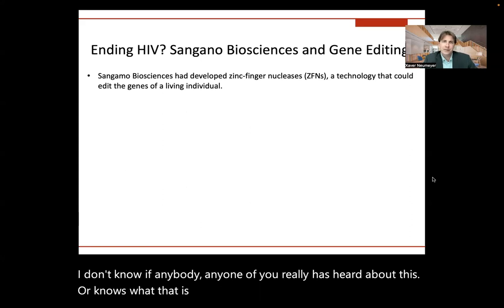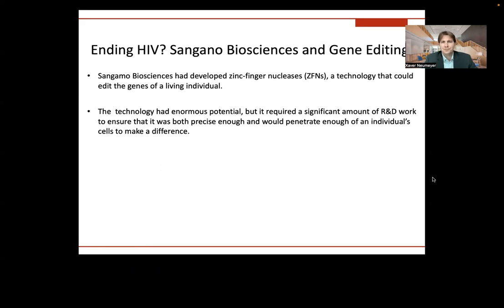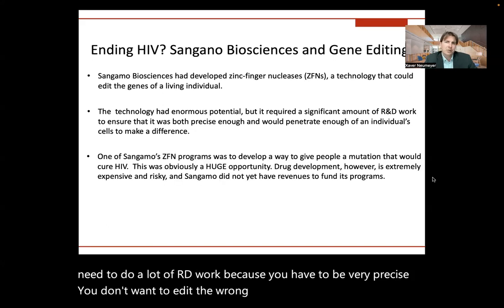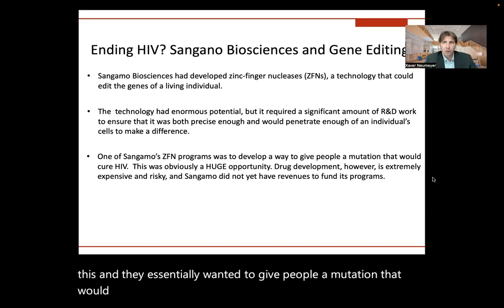But the idea is they developed a technology with which they can actually edit genes of a living individual. And you can imagine that is kind of a terrifying technology, but it also has a lot of potential. So you can imagine there's a lot of work associated with it, right? You need to do a lot of R&D work because you have to be very precise. You don't want to edit the wrong genes. And so they worked on this, and they essentially wanted to give people a mutation that would cure HIV and hopefully nothing else, right?